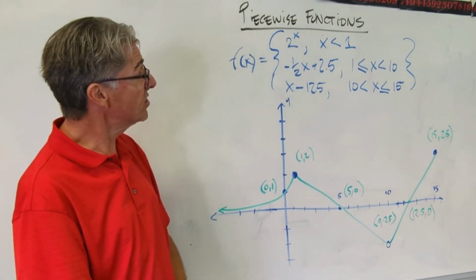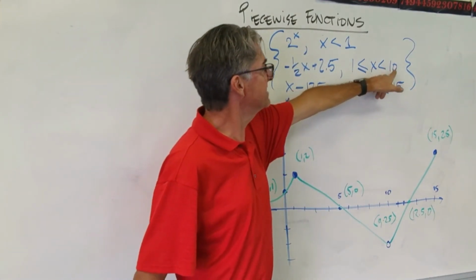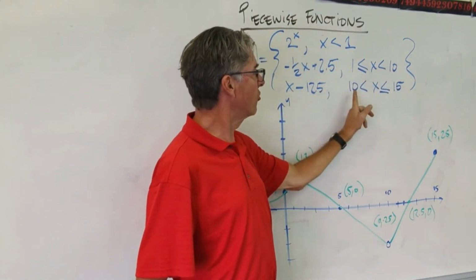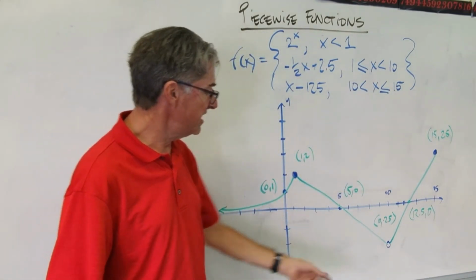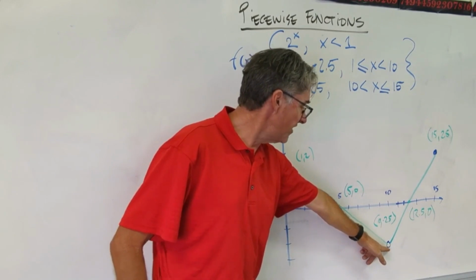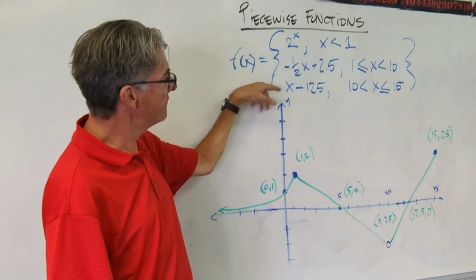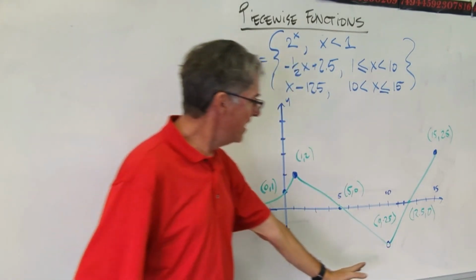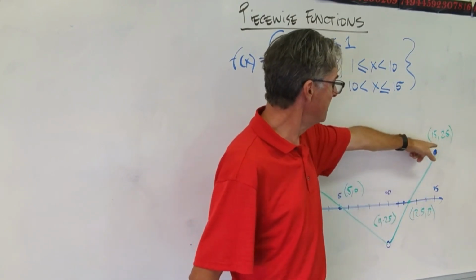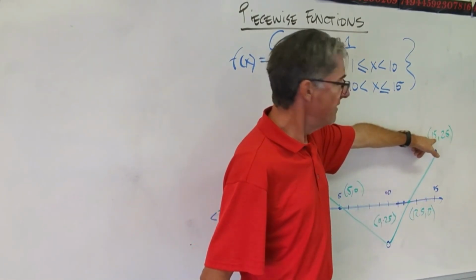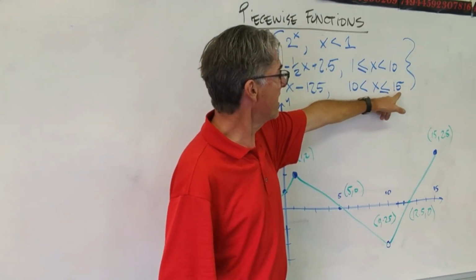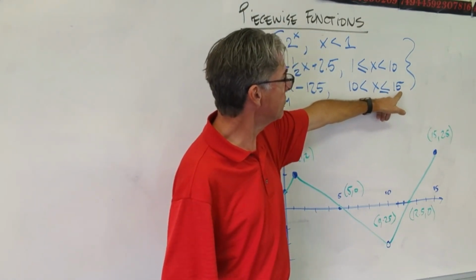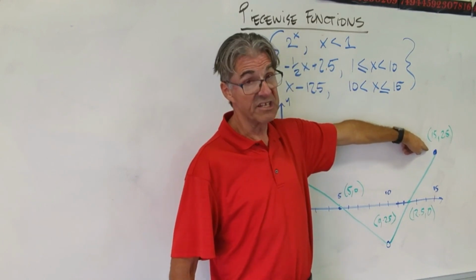That's an open circle because x is less than 10 here and x is greater than 10 in our third function, but it never can be equal to 10. So that's why I have my open circle there. And then, of course, now we have our third function, x minus 12.5. That's shooting up with its positive slope, and it ends at the point 15, 2.5, because x cannot be greater than 15, but it can be equal to 15. So that's a solid dot.